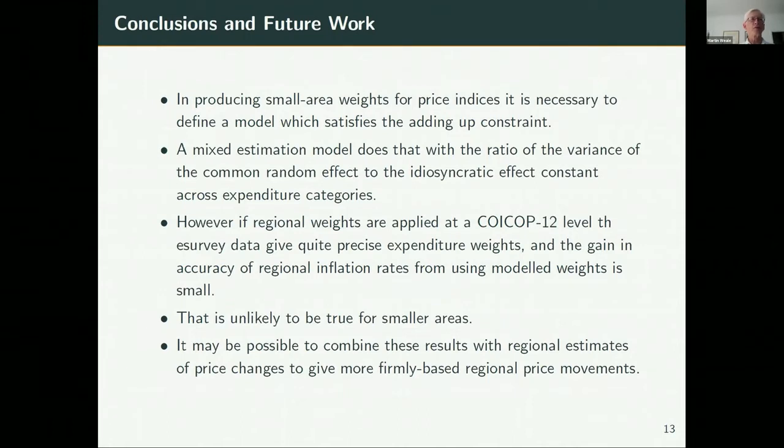If regional weights are applied at a COICOP 12 level, then actually the survey data give quite precise expenditure weights, and the gain from using modelled weights in addition to those is small, but that's unlikely to be true for smaller areas. And my final thought, as I mentioned at the start, is that it may be possible to combine these results with regional estimates of price movements to give more firmly based regional indicators of inflation.